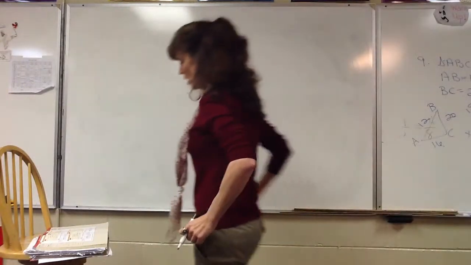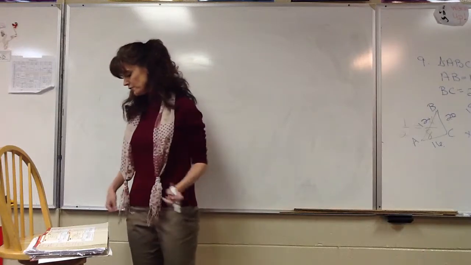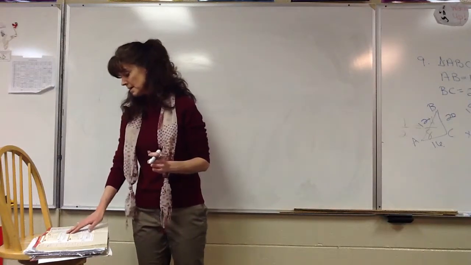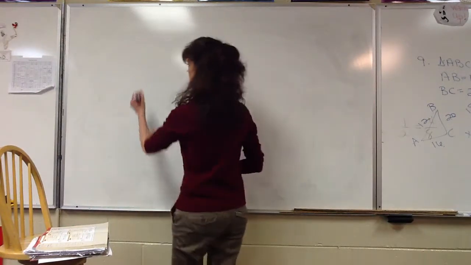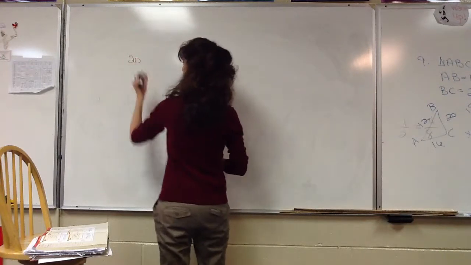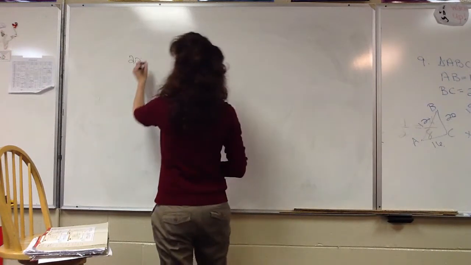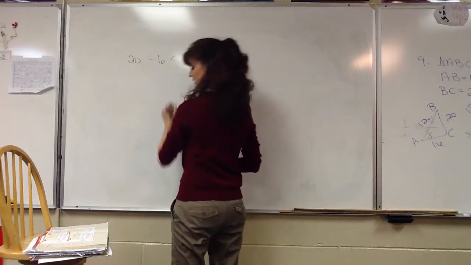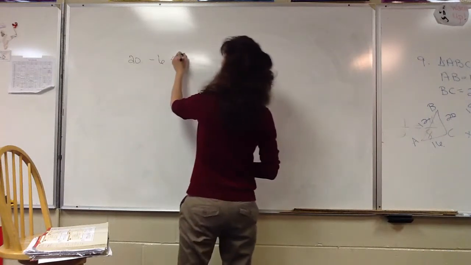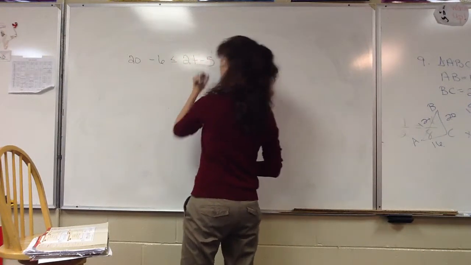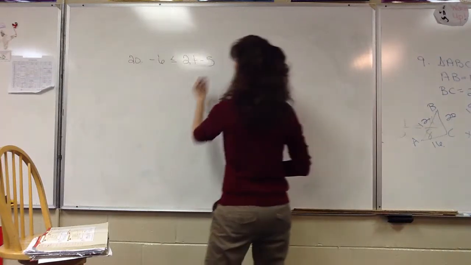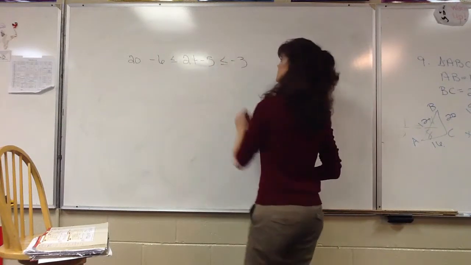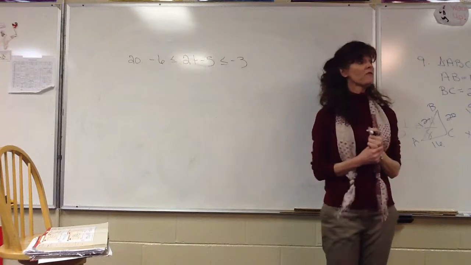All right, now we're on page 417 and we're solving compound inequalities. First of all, I want you to look at number 20. I have negative 6 is less than or equal to 2t minus 5, which is less than or equal to negative 3. Who's going to help me solve this one?